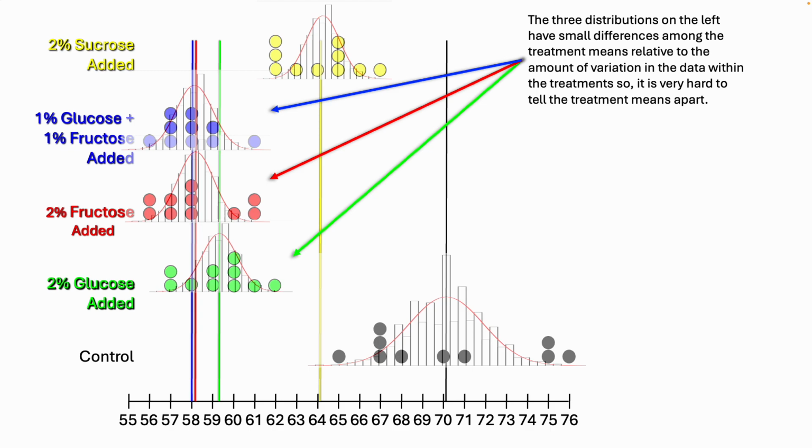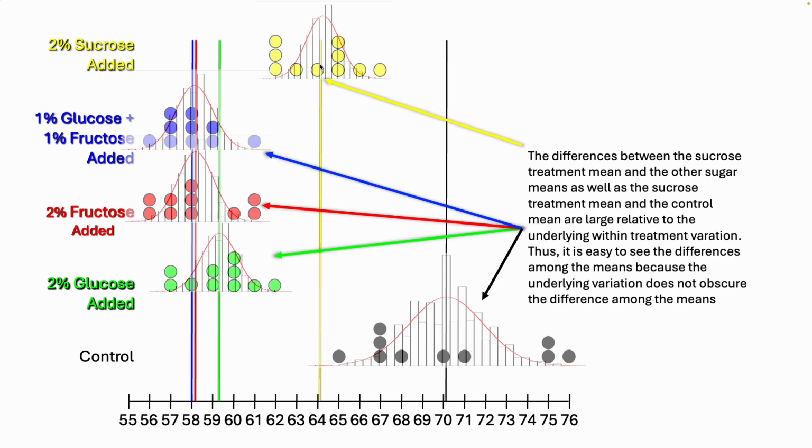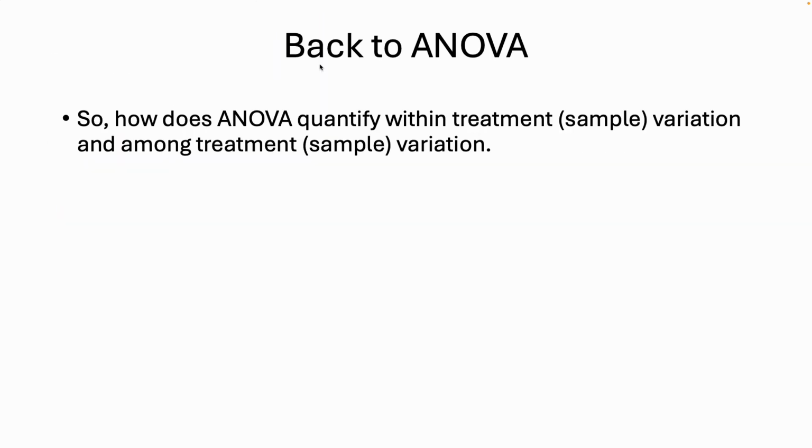So we might conclude that those are not different from one another, but we notice that sucrose is quite a ways away from the simple sugars, and sucrose is quite a ways away from the control, relative once again to the variation of the distribution of sample means of each of those treatments. And so that difference is not obscured by the within sample variation. So how does ANOVA quantify treatment variation, within treatment variation, and among treatment variation?